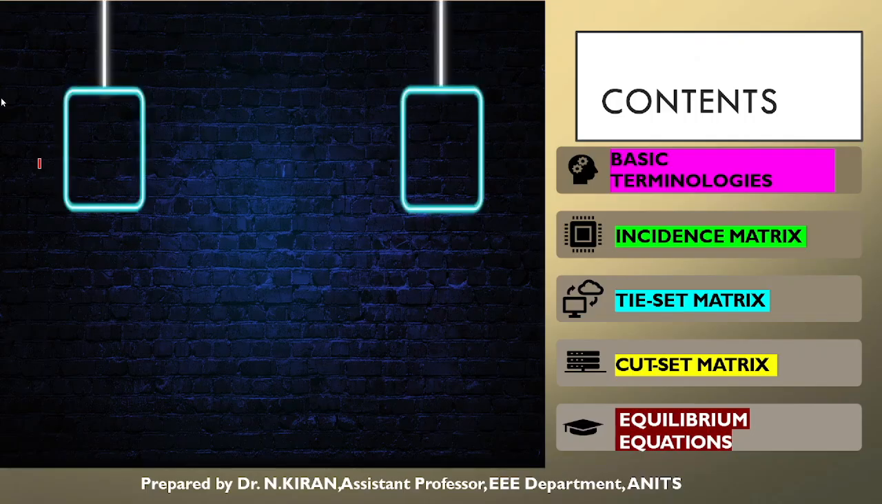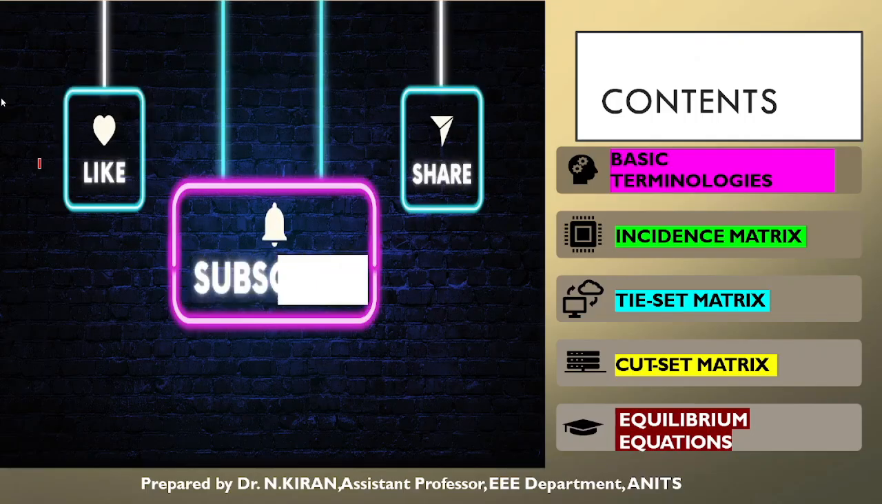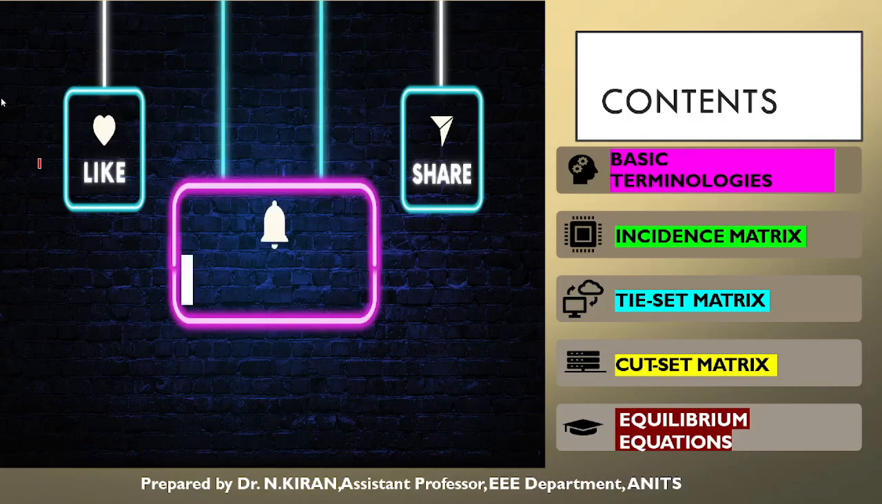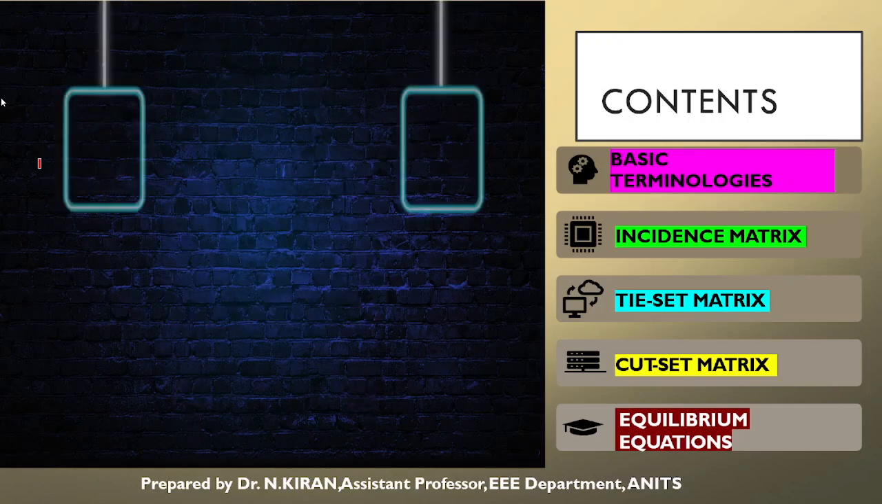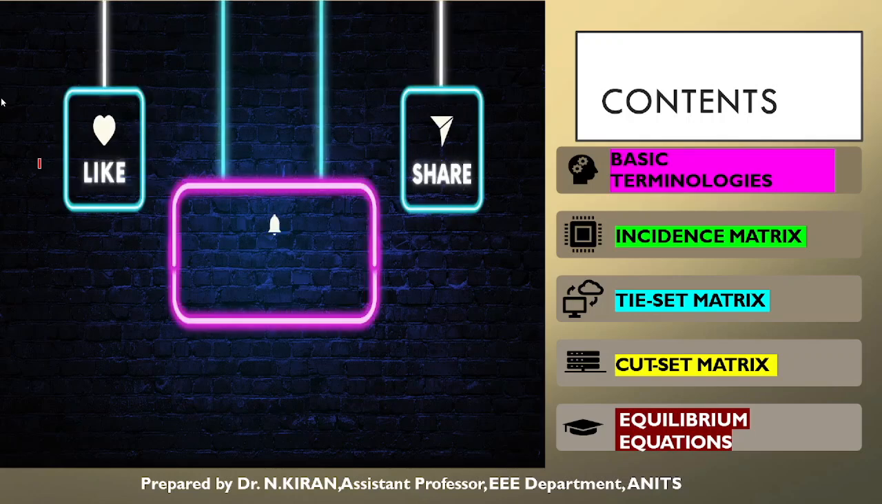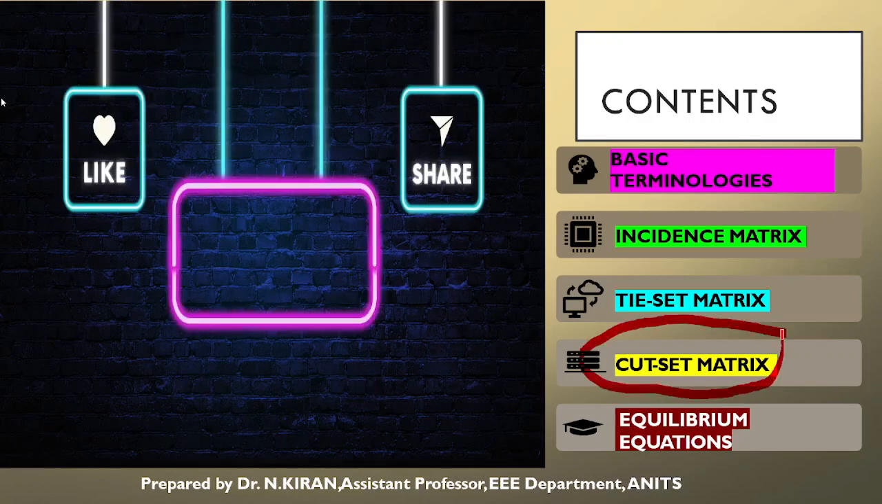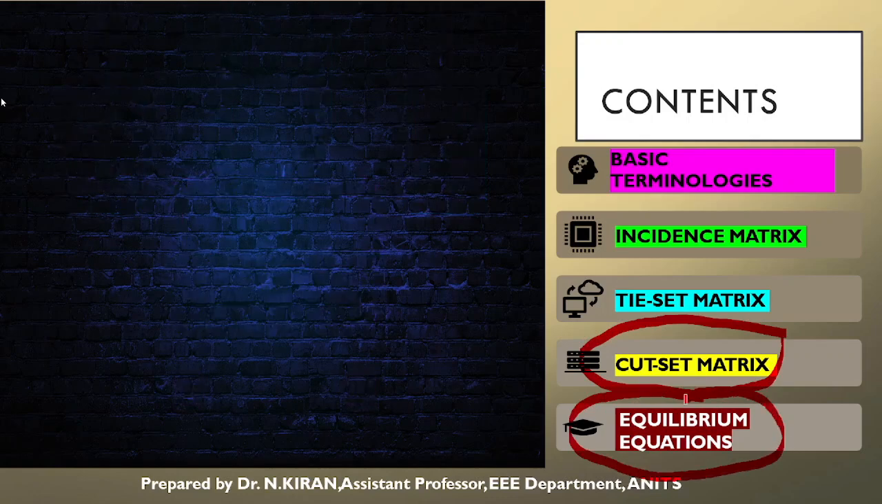In my previous two lectures, I discussed the basic terminologies involved in the concept of network topology. I also discussed the procedure to construct the incidence matrix and the tie-set matrix. In today's lecture, we are going to see how to construct a cut set matrix and how to write equilibrium equations related to that.